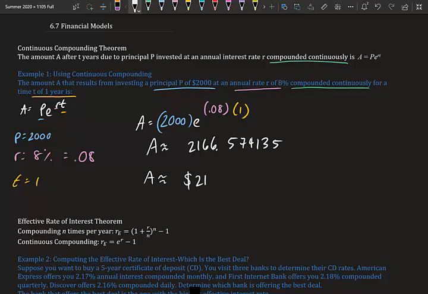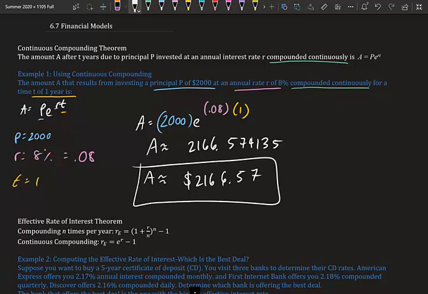So we have $2,166.57. So if you put something in an account for investing, if it invested 8% and it compounded continuously, after a year, you would have almost $2,200. So you gained about $166 that year.